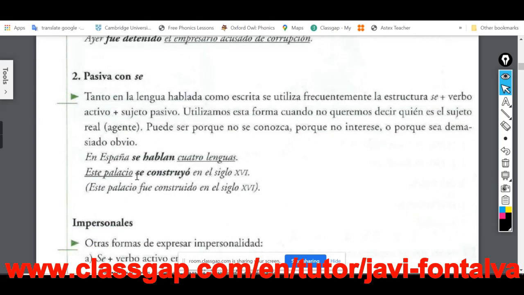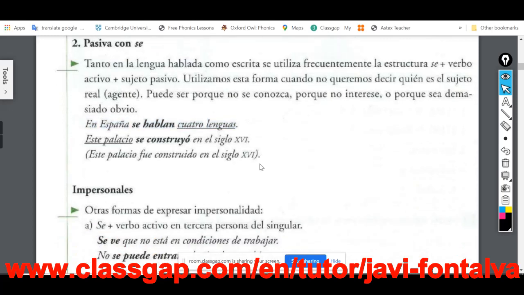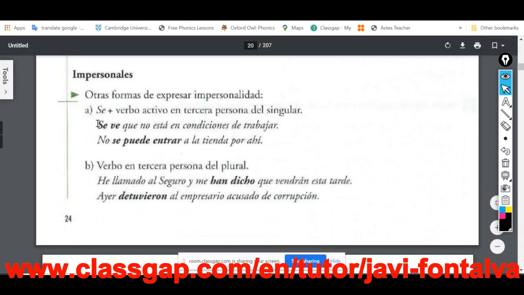Something we use a lot in Spanish, as you could see, is this little word se, with a lot of different meanings, by the way. One meaning is when we mean people in general. Nobody in particular. It's called impersonal. En España se hablan cuatro lenguas. So in Spain, people speak four languages or something like that. Exactly. En este palacio se construyó en el siglo XVI. All right, so when you have this, you have the se. Let's take a look at another one. Se ve que no está en condiciones de trabajar. No se puede entrar a la tienda por ahí.